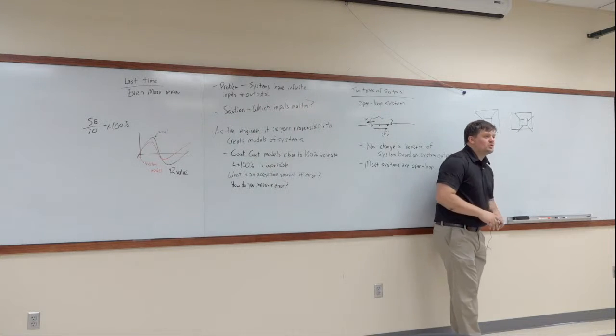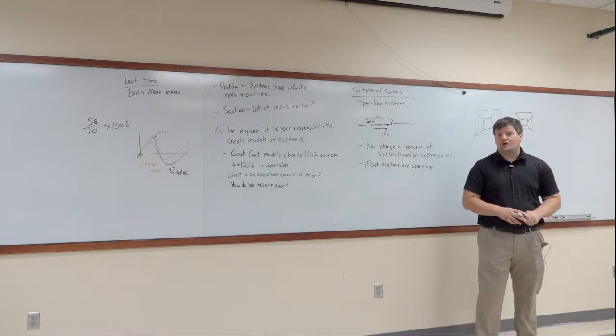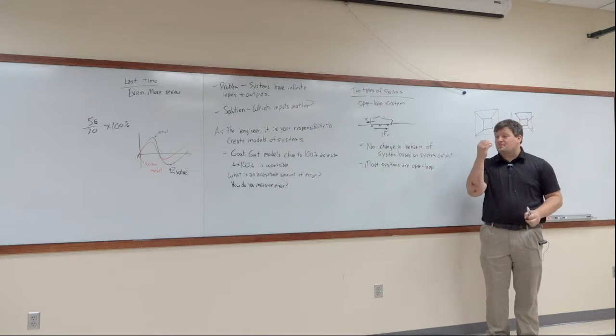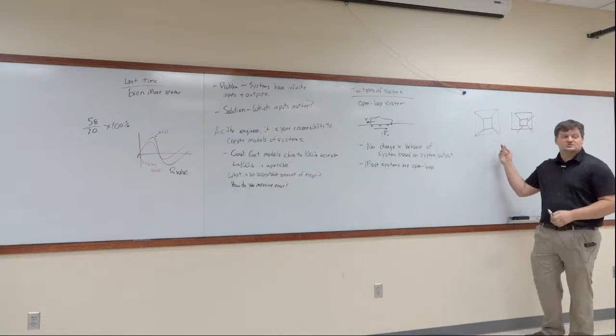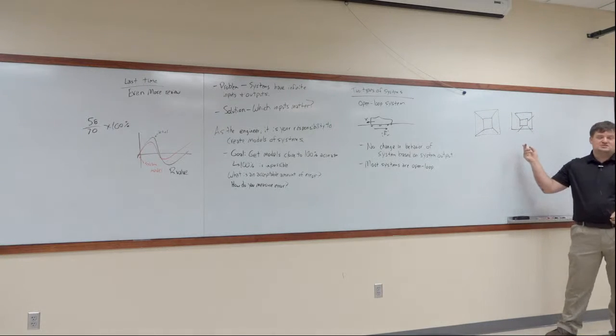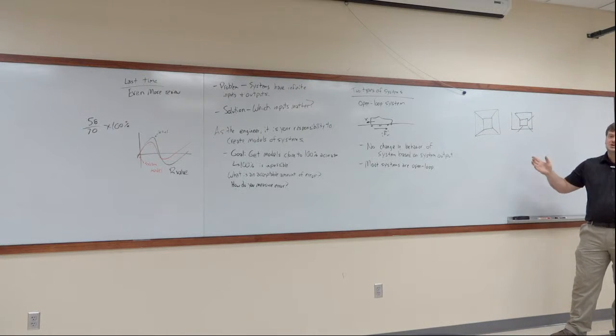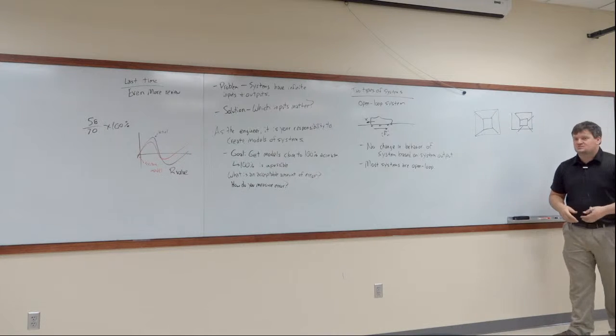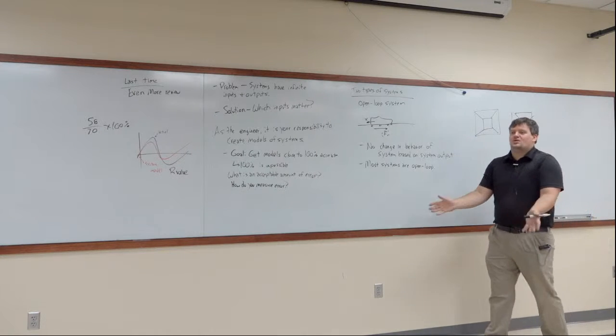Most systems are open loop. Humans have that incredible ability to not have an open loop system. We actually have multiple sensor systems in our body that prevent us from being open loop control systems where we're just doing stuff and have no idea how good they are.